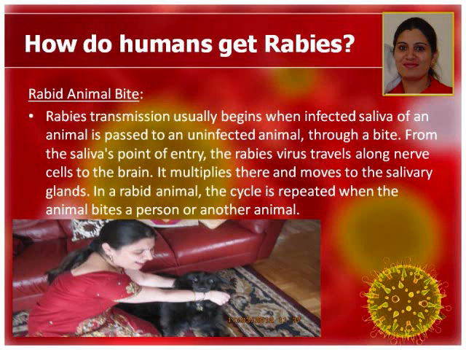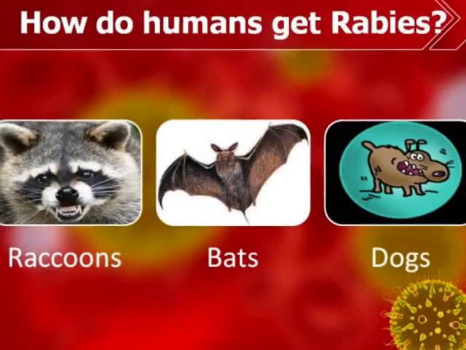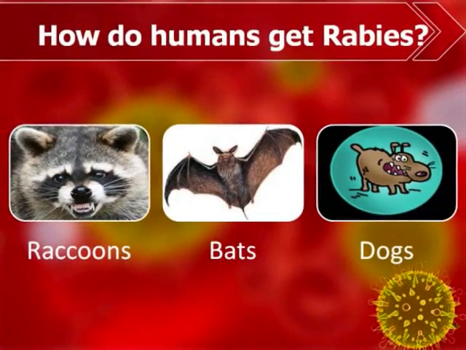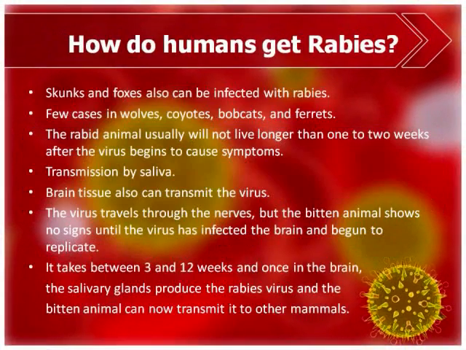How do humans get rabies? The first method is when a rabid animal bites an uninfected animal. Through a bite, the cycle repeats when an infected animal bites humans too. Common animals are raccoons, bats, and dogs. The virus travels through the nerves, but the bitten animal shows no signs until the virus has infected the brain and begun to replicate. It takes not more than 3 to 12 weeks, and the rabid animal usually does not live long, 1 to 2 weeks.